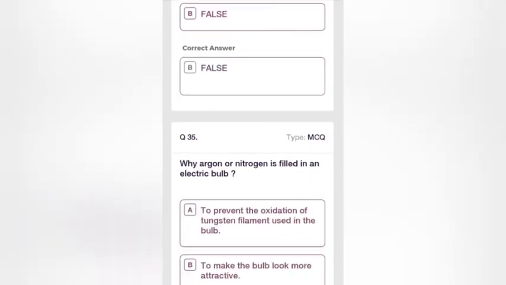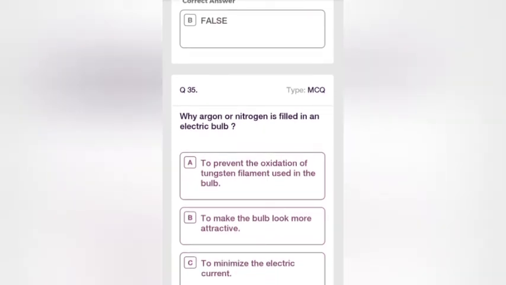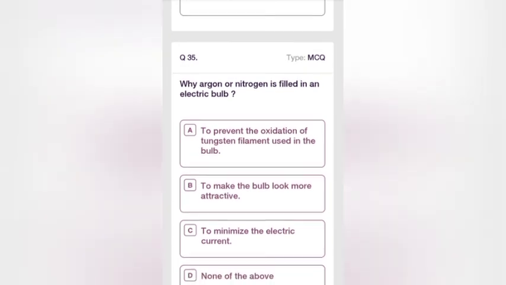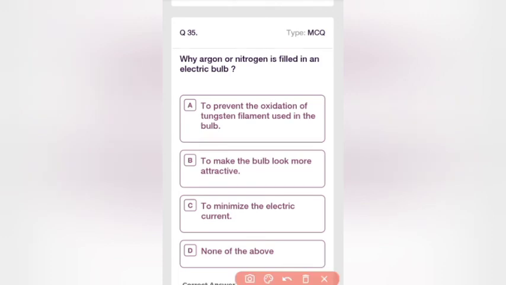Why argon or nitrogen is filled in an electric bulb? To prevent oxidation. That's right. To prevent oxidation of the tungsten filament used in the bulb, to prolong its life. To make the bulb look more attractive? No, that's wrong. To minimize the electric current? That's wrong. None of the above. Now option A is the correct answer. To prevent the oxidation.